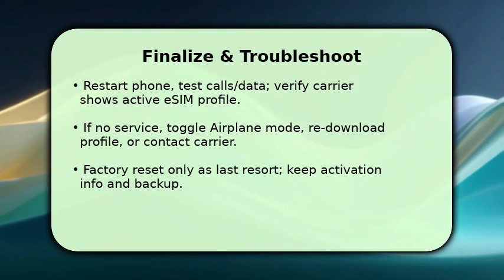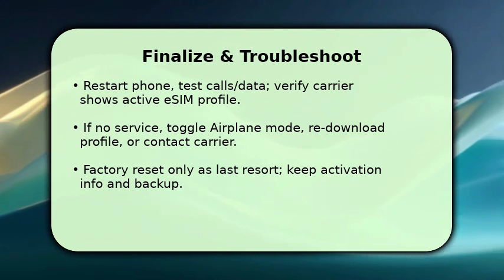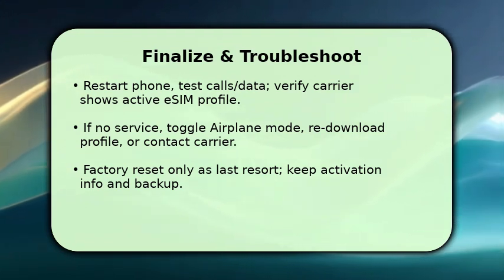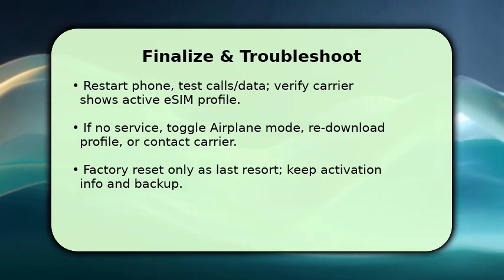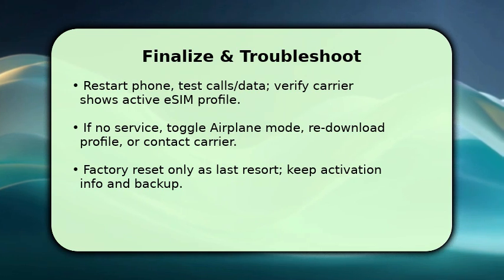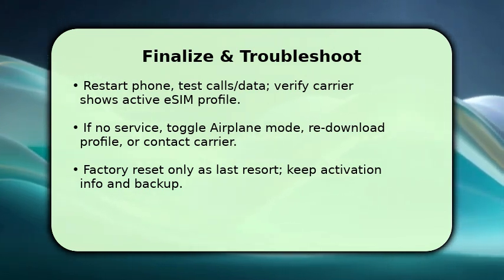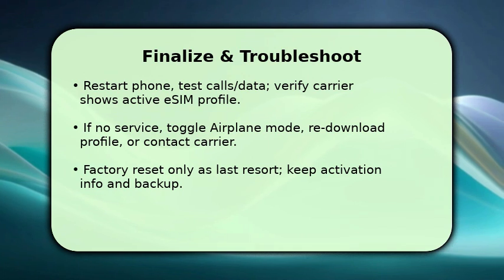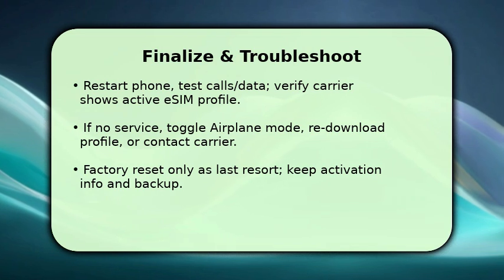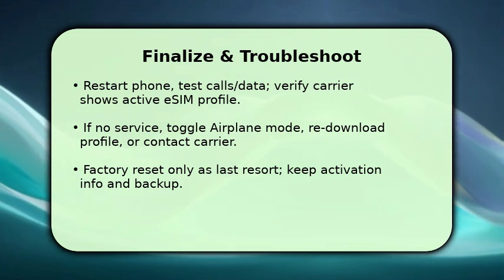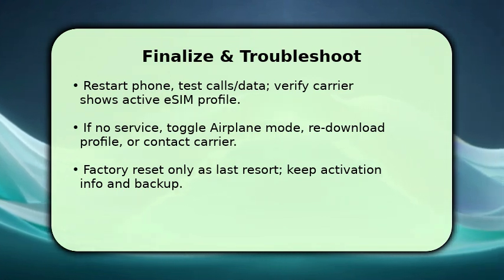You finish by restarting the phone and testing calls, SMS, and mobile data to confirm service. If the profile appears but there's no service, toggle airplane mode, force the profile to refresh by removing and re-adding it, or rescan the QR. This often clears provisioning delays. If problems persist, contact your carrier with the SMDP Plus and activation details before a factory reset, because support can resolve network provisioning issues faster than reinstalling the OS and losing settings.